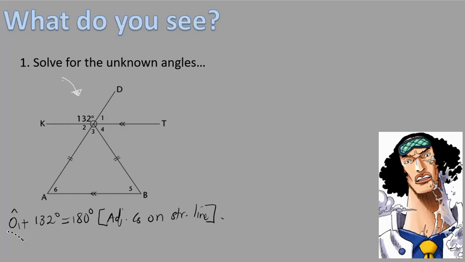Now what do I do? I have to solve for O1. How do I solve for O1? Additive inverse. That's how it is, guys. What is the additive inverse of positive 132? The additive inverse is negative 132. So negative 132 is being added on both sides so that I can remove it on the left side.